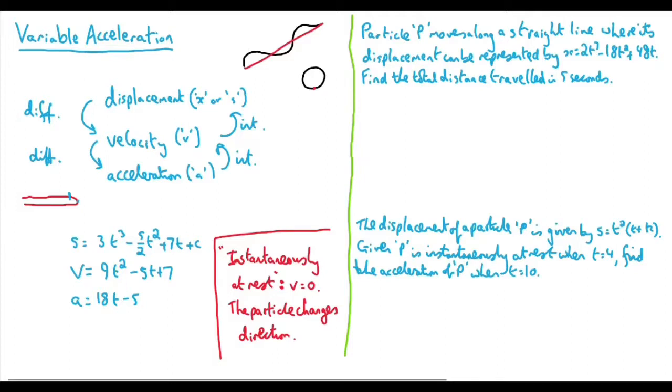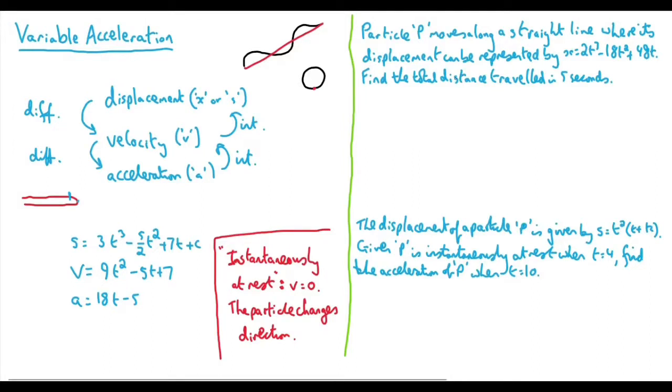So as an example, particle P moves along a straight line where its displacement can be represented by x equals 2t cubed minus 18t squared plus 48t. Find the total distance travelled in 5 seconds. This is the question I was talking about before, where the difference between distance and displacement is important. They're specifically asking for distance.